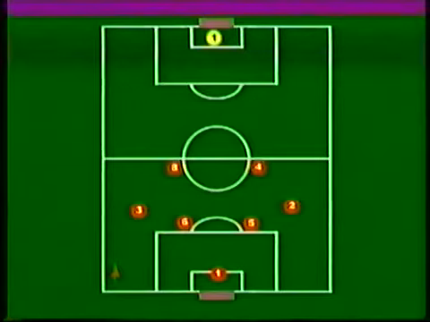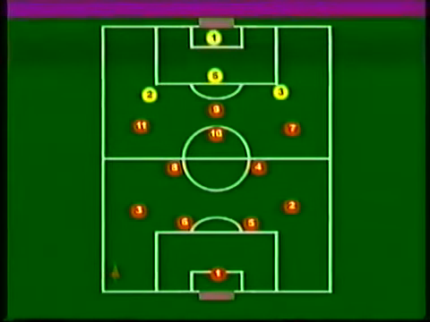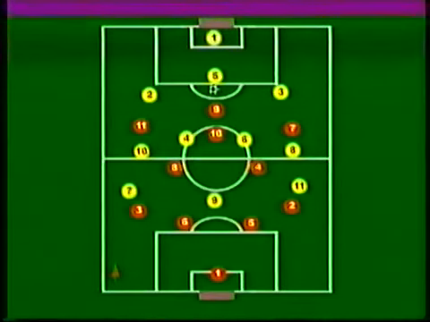The 4-2-3-1 against the 3-4-3. In order to apply effective pressure in the defense phase, the three attacking midfielders should move back to the midfield, thus creating superiority in numbers in the midfield.